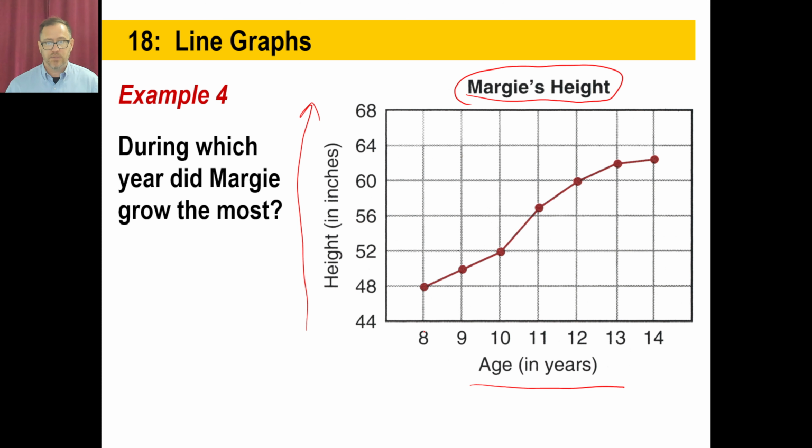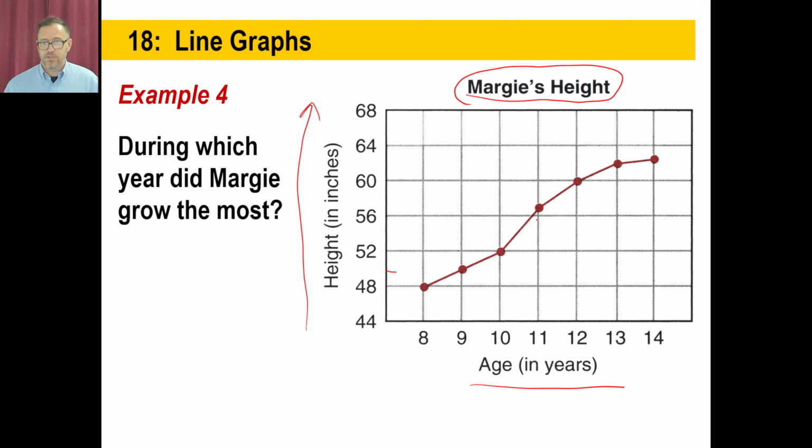So how tall was she when she was 8 years old? Well, she was 48 inches high, which is 4 feet high. When she was 9, right there, that's like 50 inches, I'd say, right in the middle. So she grew 2 inches that year. Now we go to age 10. There we go. She's grown 2 more inches. She's 52. Let's go to age 11.